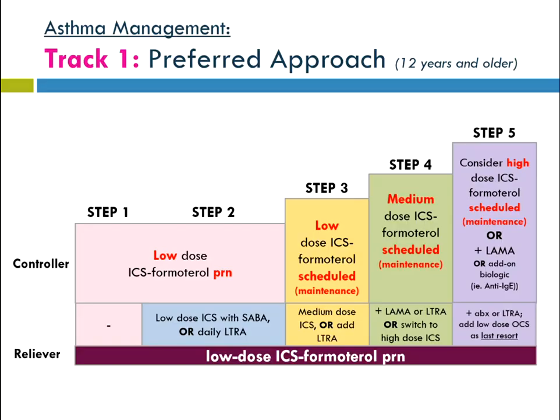But do we need to know this chart? Yes, you do. So remember, if you're having symptoms less than 4 to 5 days a week, we're going to start them on step 1 or step 2, which is our low dose ICS-formoterol as needed. If they're having any nighttime awakenings, or symptoms most days of the week, we're starting them on step 3, which is a low dose ICS plus formoterol scheduled, which means it's a maintenance inhaler at that point.